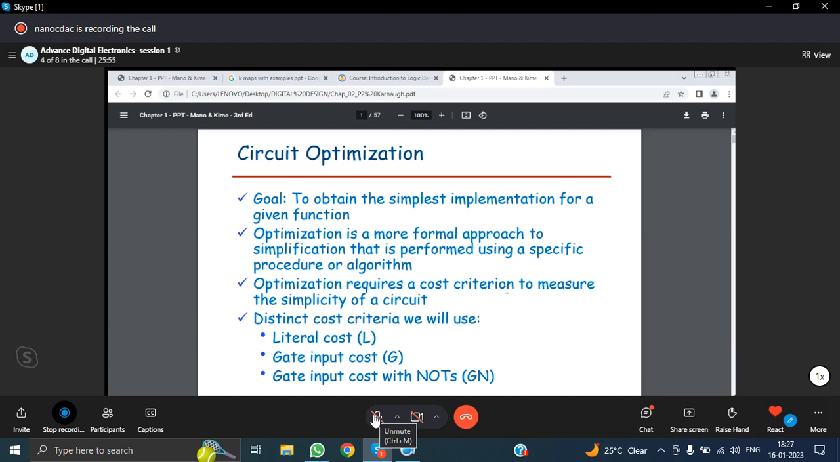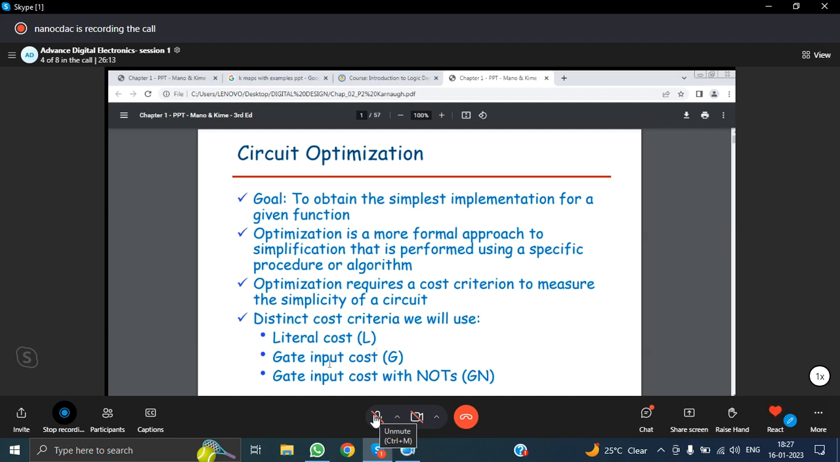We can cut down the cost and measure the simplicity of a circuit. And here, cost criteria, distinct cost criteria. Cost ela cut chestaru anante. So three things you need to take care. It can be divided into three things.